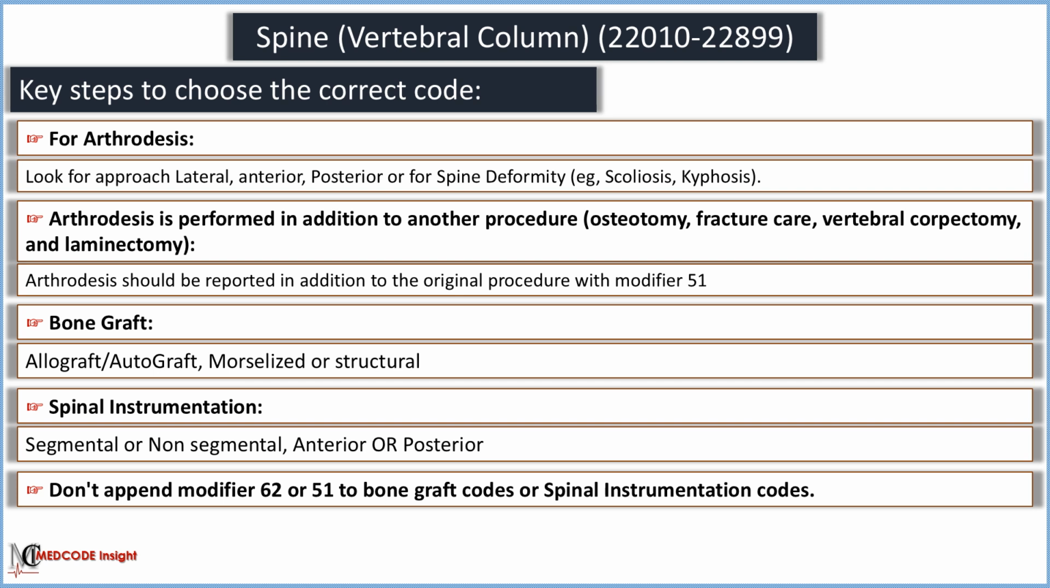modifier 51. For the bone grafting, select the code based on the type of the graft. It may be allograft, autograft, morcellized, or structure. For spinal instrumentation, choose the code based on whether the instrumentation is segmental or non-segmental and whether it is anterior or posterior. Always remember, do not append modifier 62 or 51 to the bone graft or spinal instrumentation codes.